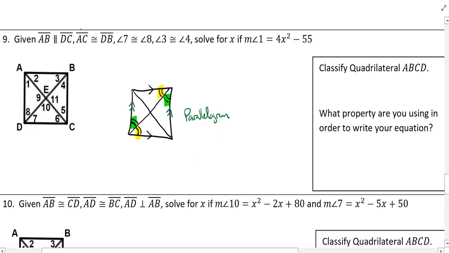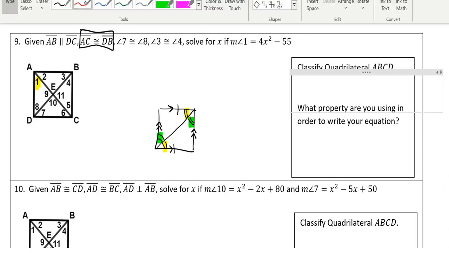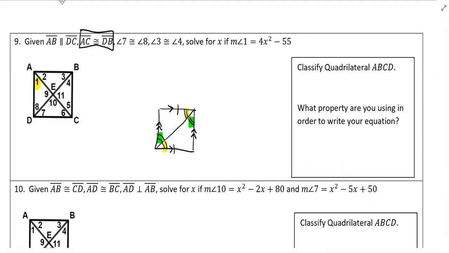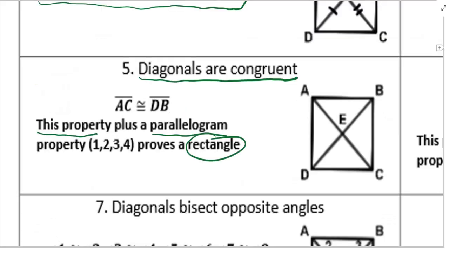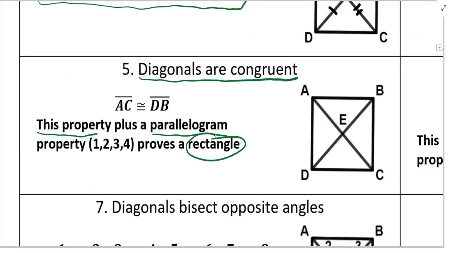But then go back and look at the AC congruent to DB, where the diagonals are congruent, and let me show you. Something that I wanted you to memorize is that if you have this property that diagonals are congruent plus a parallelogram, then you know you have a rectangle. So we know we have a rectangle.